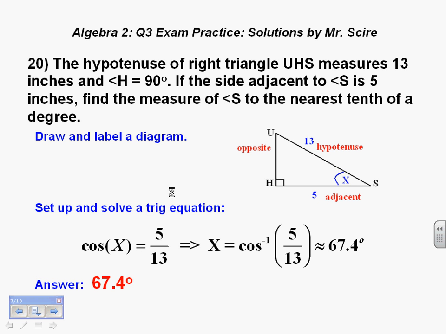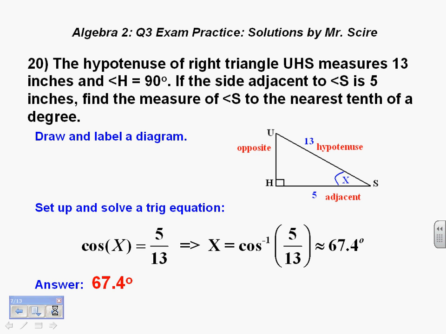Problem 20 is also a trig problem. So again, we're going to draw and label a diagram. Here this time we're looking for the angle S, so we'll make that an x. We're told that the adjacent side is 5 and the hypotenuse is 13. That looks like a cosine situation. However, in this case, we don't have the value for the angle. That's what we're looking for. So we're going to use the secant cosine, the inverse cosine. So x is going to equal inverse cosine of 5 over 13, which is just 67.4 degrees.